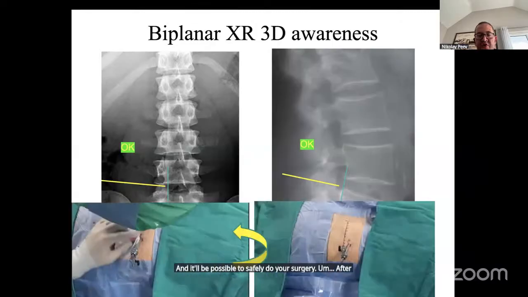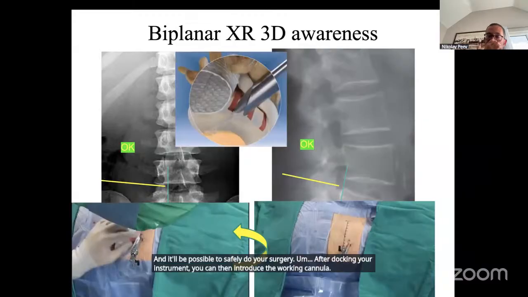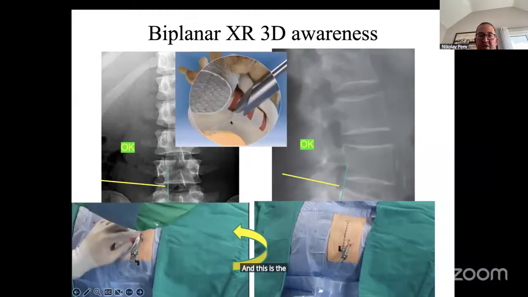After docking your instrument, you can then introduce the working cannula. And this is the position that you're chasing. The working cannula is going to follow the dilator or key wire inside the disc, and you can perform the surgery.